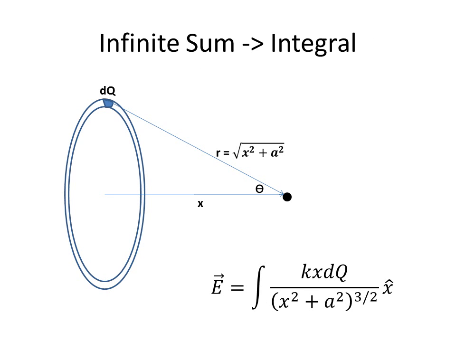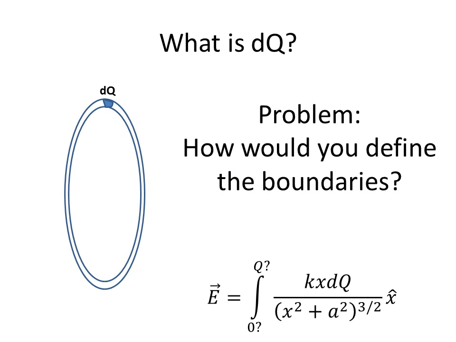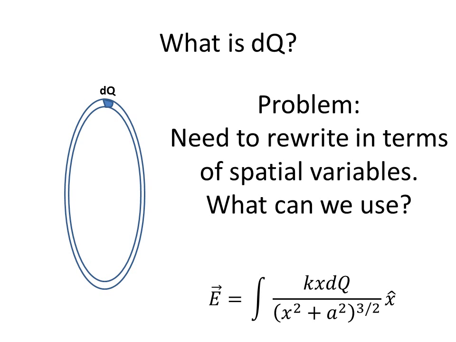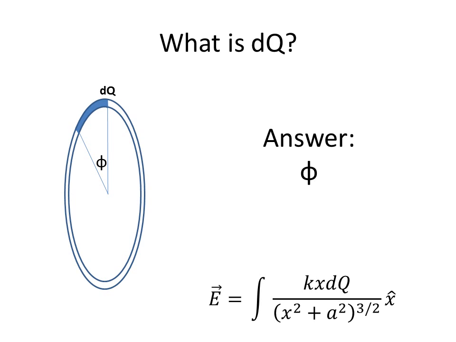You can look at the integral that we will use to determine the electric field as just an infinite sum of all the x components of the electric fields generated by infinitesimally small quantities of charge that we will call dq. But if we have an integral that is dependent on dq, how do we define the boundaries of integration? We need to rewrite the integral in terms of spatial variables that we can integrate over. In order to do that, we ask ourselves over what dimension can we integrate dq to obtain a total charge q for the ring? The answer is phi.